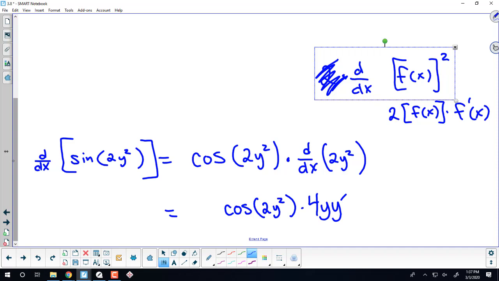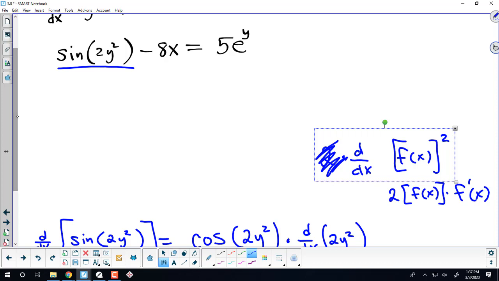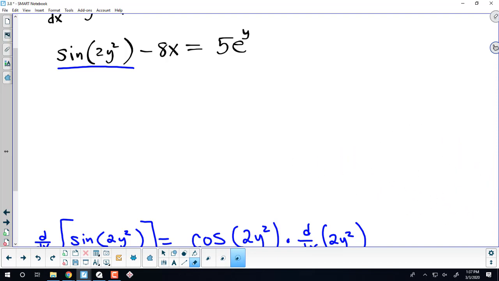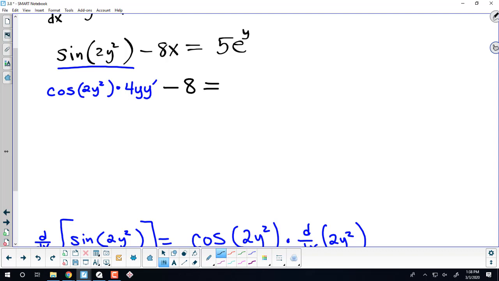If we wanted to oversimplify implicit differentiation, we would say that anytime you take the derivative of something involving y, you take it normally like you would with x, and then you multiply by a y prime. So there's the derivative of sine of 2y squared, minus the derivative of 8x, equals the derivative of 5e to the y.